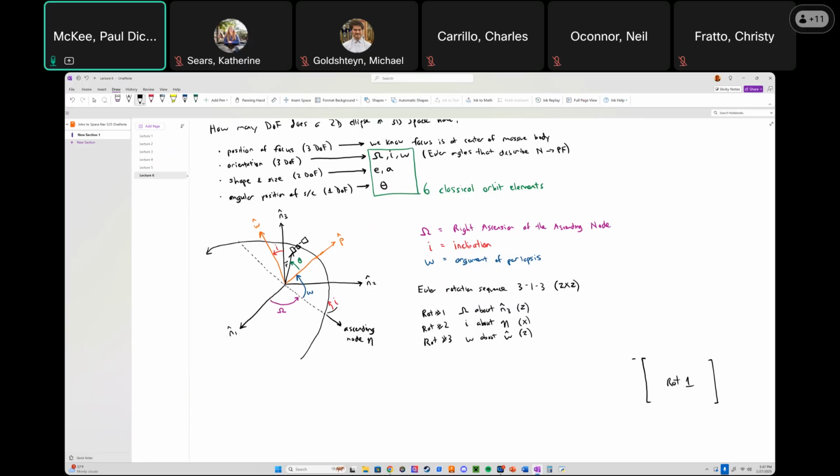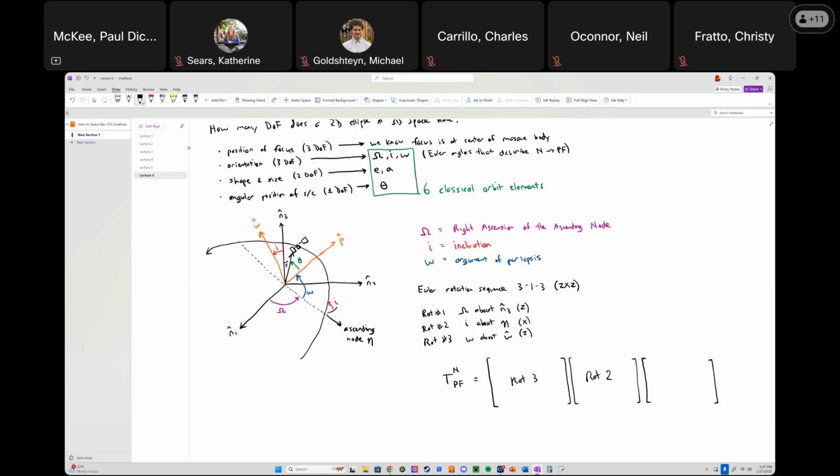If you have a matrix that describes rotation number 1, and then you have another matrix that describes rotation number 2, and I'm going to erase this, so don't fill that in. And then you have another matrix which describes rotation number 3, that if you multiplied those all together, what you would be left with is the attitude transformation matrix from the Newtonian frame to the parafocal frame. Okay, so what is rotation number 1?